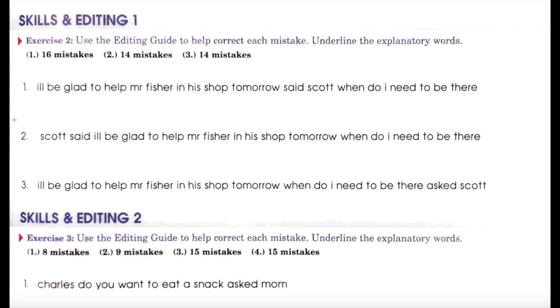We know that this has 2 sentences in it, and it has explanatory words in the middle. So in between the 2 sentences, let's underline our explanatory words, said Scott. And let's put quotation marks around our first sentence. We know we have two sentences here divided by explanatory words, so we need quotation marks around each separate sentence. Capitalize the first word inside the quotation marks: I'll.